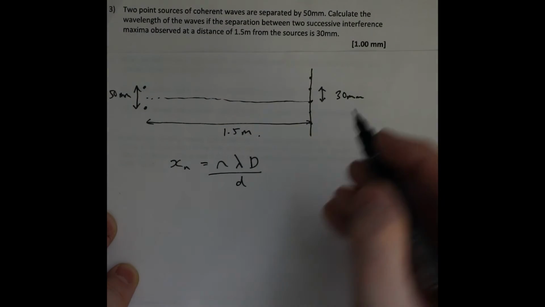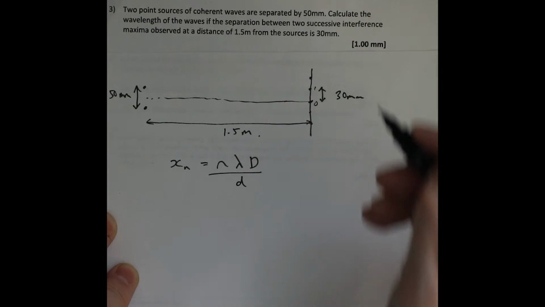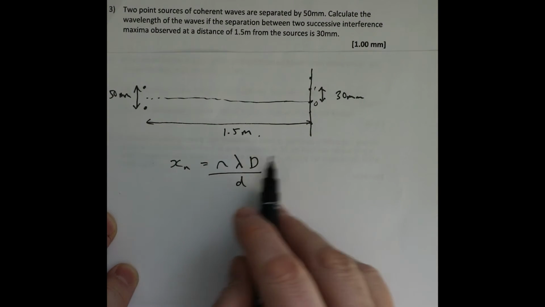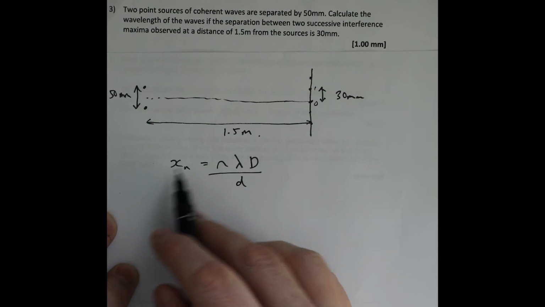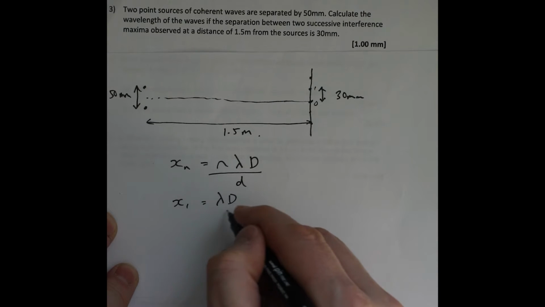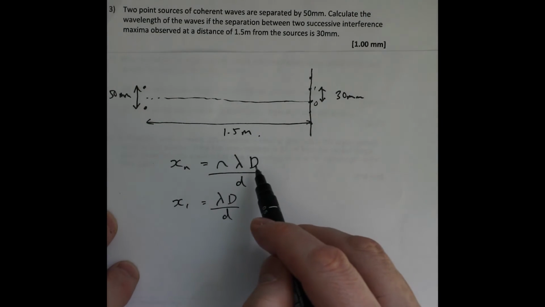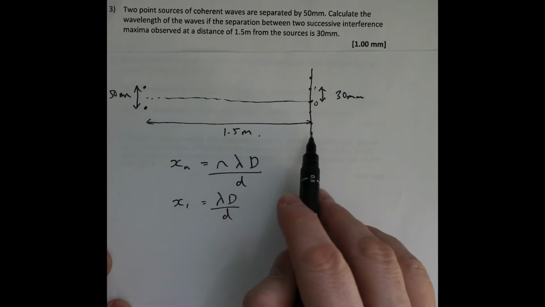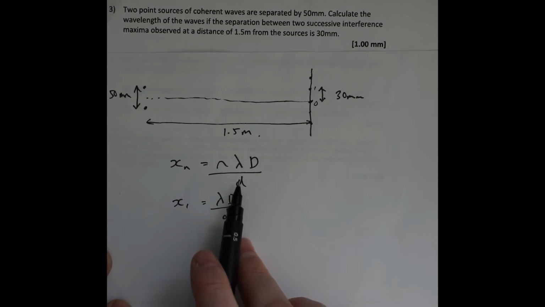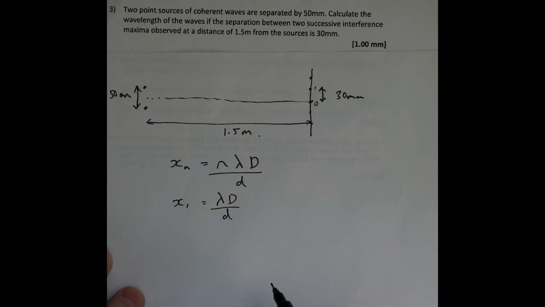Okay, but let's keep it simple. We're just measuring from the 0 fringe to the 1 fringe here, which means n is equal to 1. So basically, n disappears because it's just 1 times the rest of the equation, and we get x_1 equals lambda D over d. So the big D here is the distance from the sources to the screen, and the small d is the distance between the two sources here. And lambda is what we're going to calculate because that's the wavelength of the light, or the wave in this case. So we need to rearrange this equation in terms of lambda.